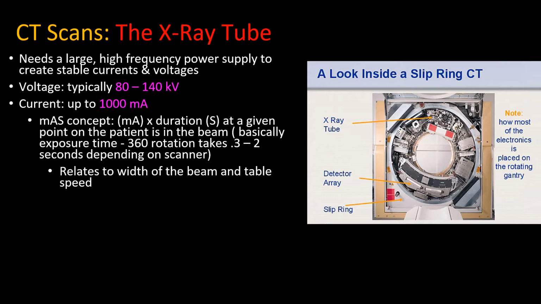The tube needs a large high-frequency power supply, and the voltage usually ranges from 80 to 140 kilovolts. MA stands for milliampere, which is a unit measuring the current, and it's up to 1,000 for CT. Milliamps times the seconds gives us MAS, and this is a unit we use to describe the current a point on a patient receives over the time that that point is in the beam. Depending on the scanner, a full rotation takes 0.3 to 2 seconds. So this concept also relates to the width of the beam and the table speed.